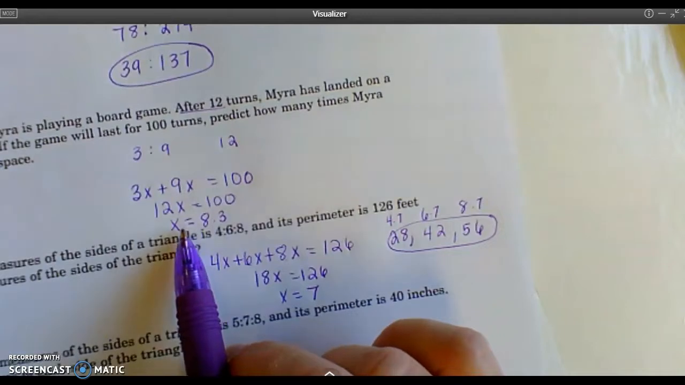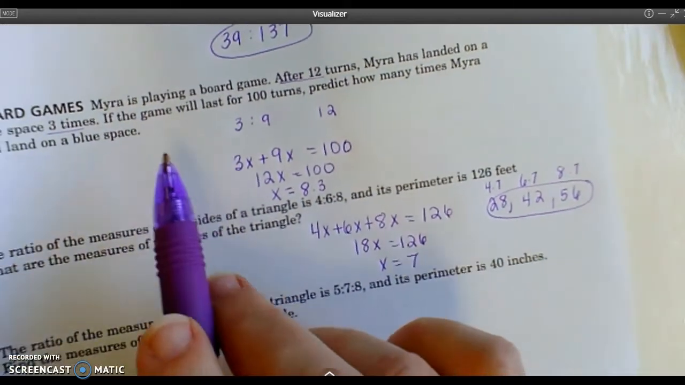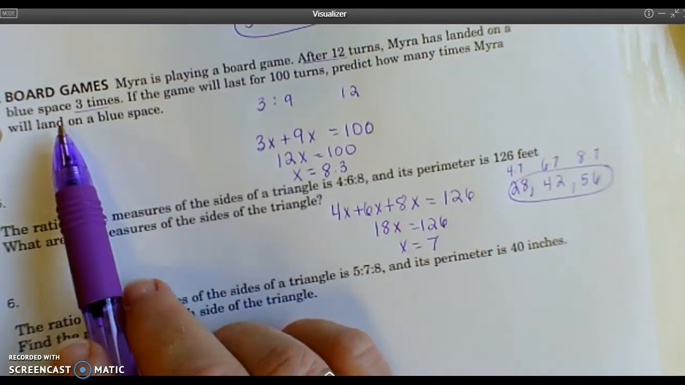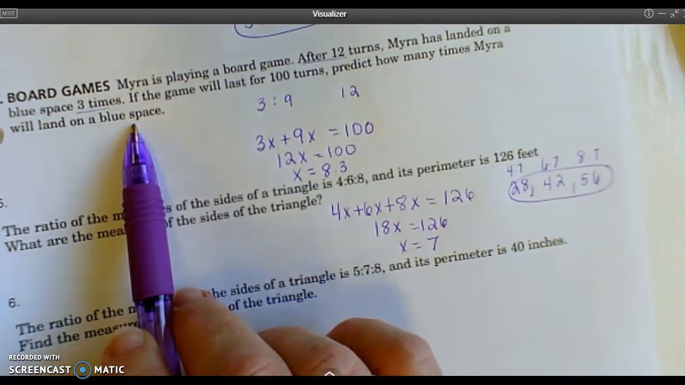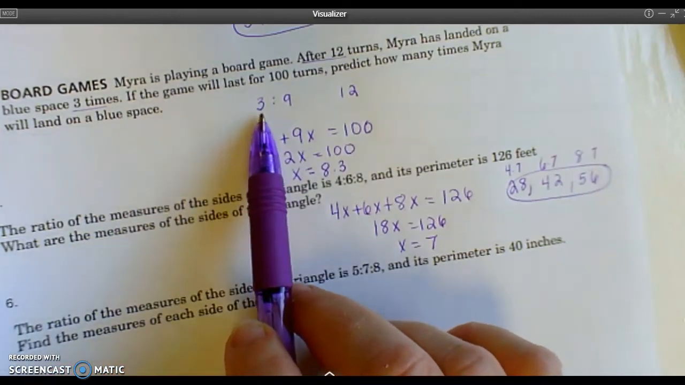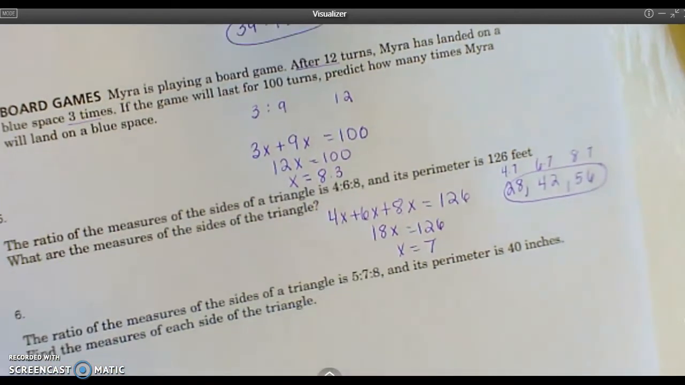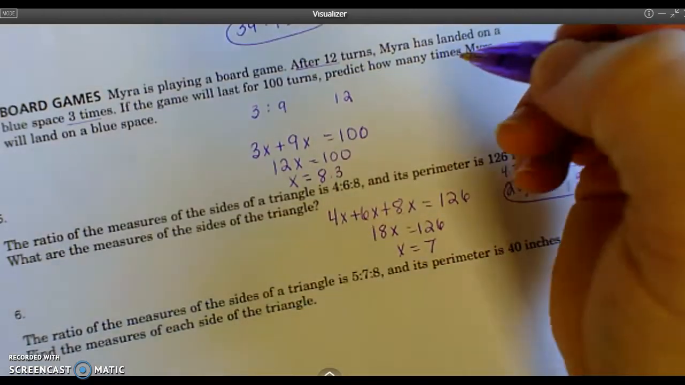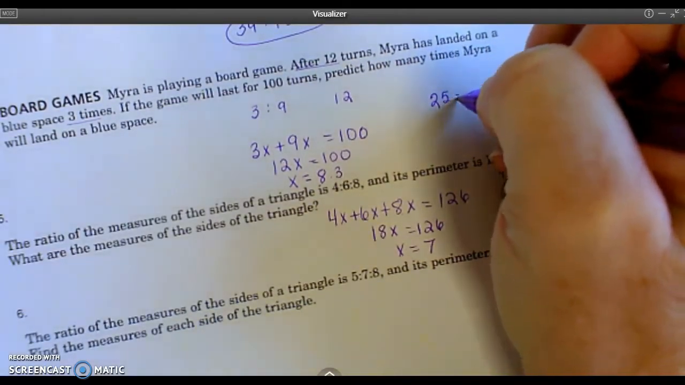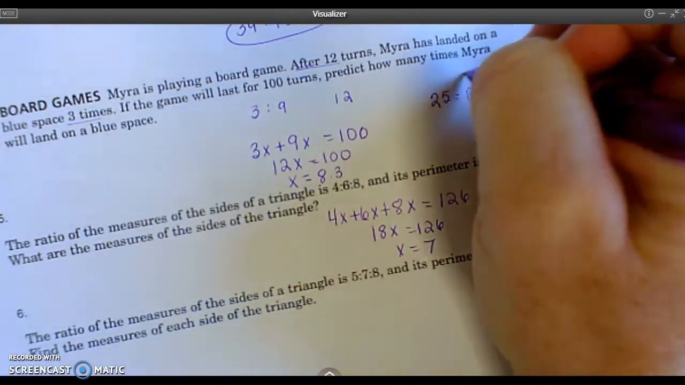On number 4, I realized I just found x. I didn't actually go and figure out how many times she would land on the blue space. So because the blue was 3, I do need to go back and multiply that 8.333 times 3, and you do get 25 for the blue space.